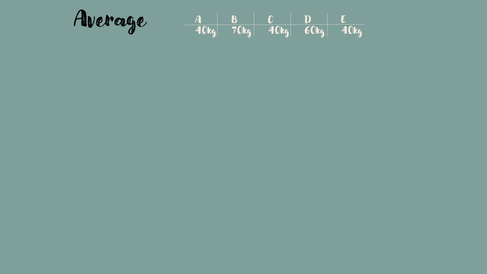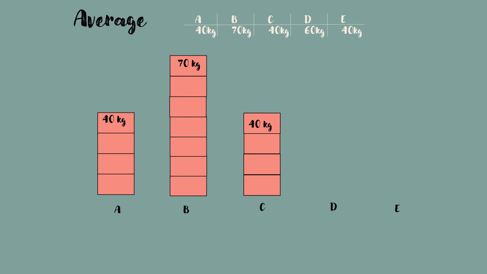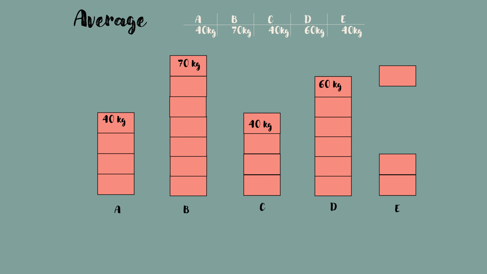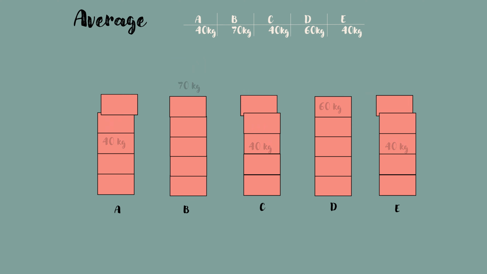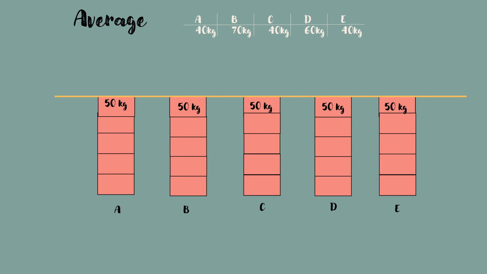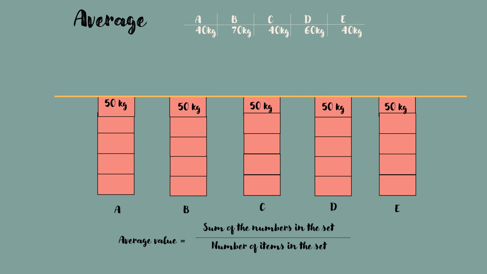Now person A is 40 kg, B is 70, C is 40, D is 60 and E is 40. Here the average, or the single value to represent all the weights, is 50 kg. We all know that this value can be found using the formula: average value is equal to the sum of the numbers in a set divided by the number of items in the set.